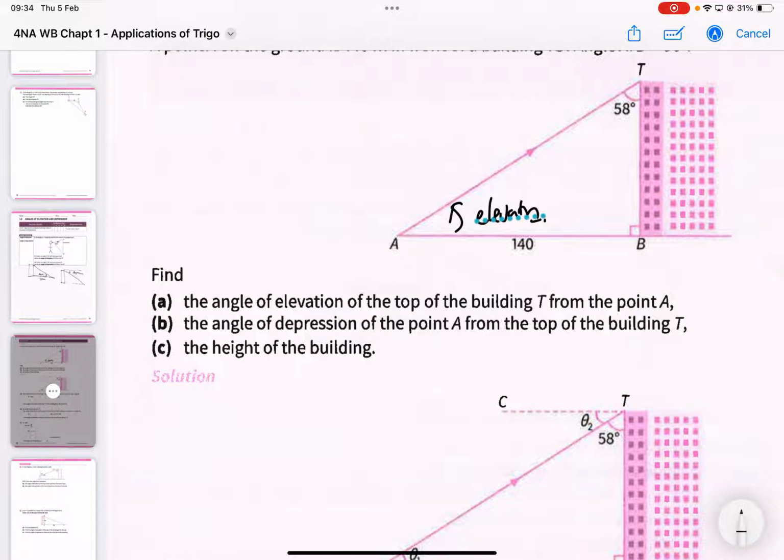Then your triangle property will apply. Here, vertically up from the ground is always 90 degrees. Then here is 58, here is 90, here is 90 minus 58. So the first one is 42 degrees.